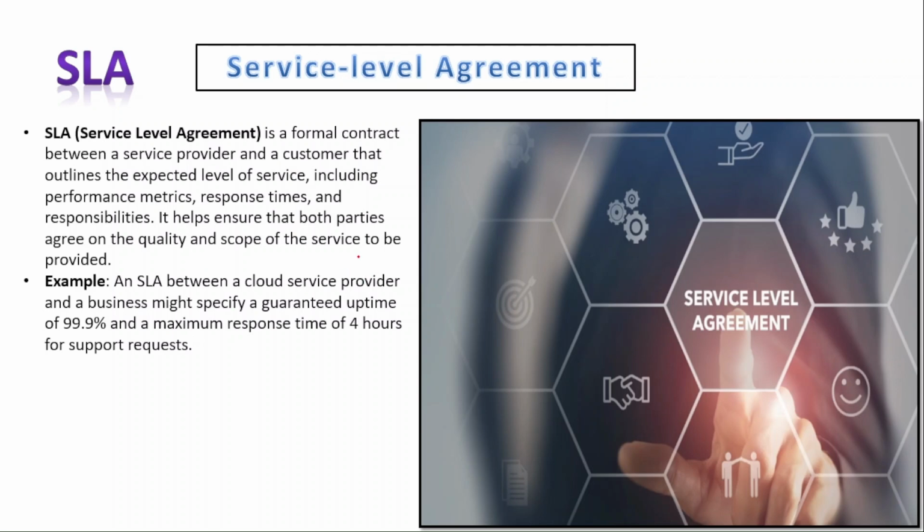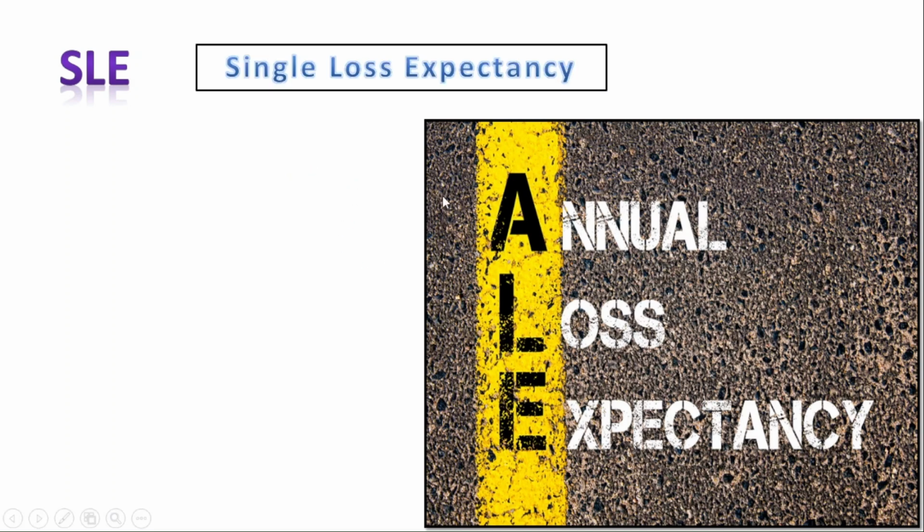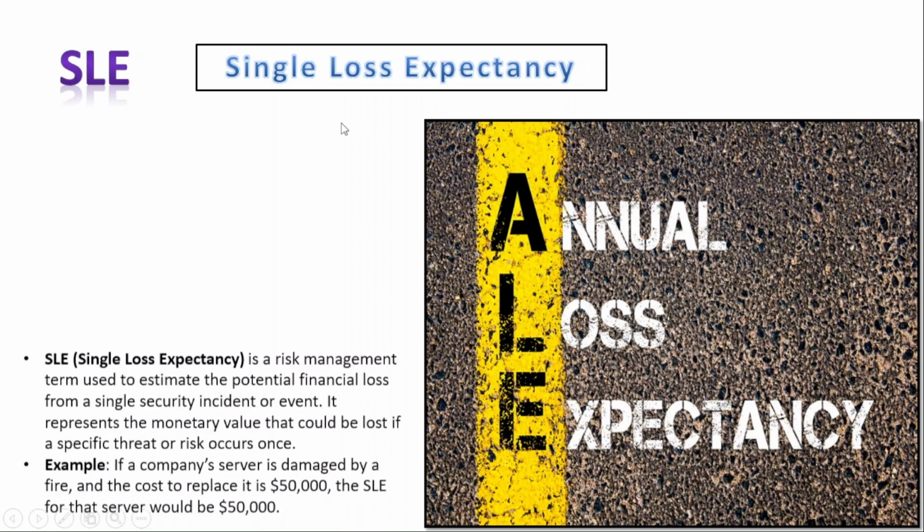Let's move forward to the next acronym, and it is SLE. So SLE is basically single loss expectancy. ALE is annual loss expectancy, and SLE is single loss expectancy.